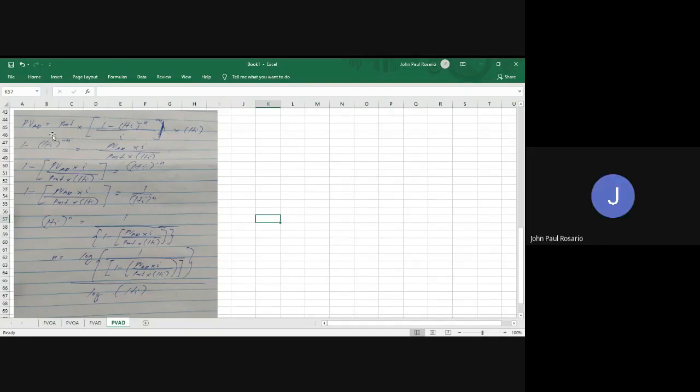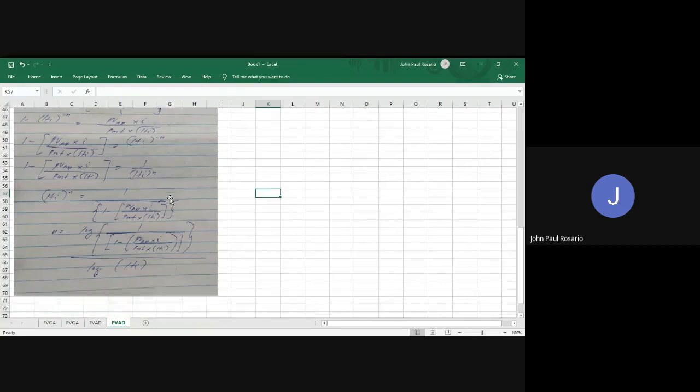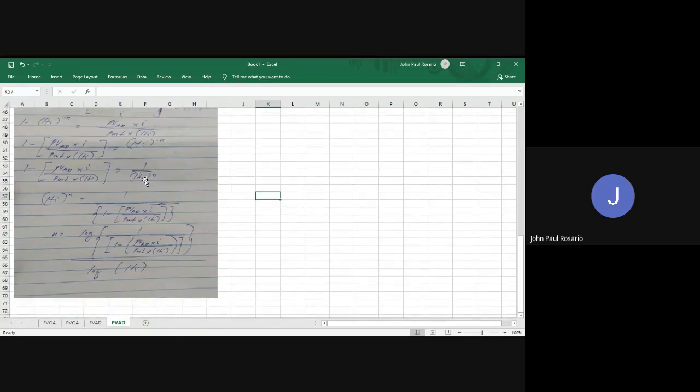Gusto nato ma-positive ang sign ni N. So, atong itabok dito sa PVAD and then atong iwanan sa PVAD. So, mura siyag 1 minus this whole function is equal to (1 plus I) to the power of negative N. Tama? Okay, and then para ma-positive ang atong exponent, atong himuon og 1 over (1 plus I) to the power of N. Okay? And then para mahimong numerator ni siya, cross multiply.